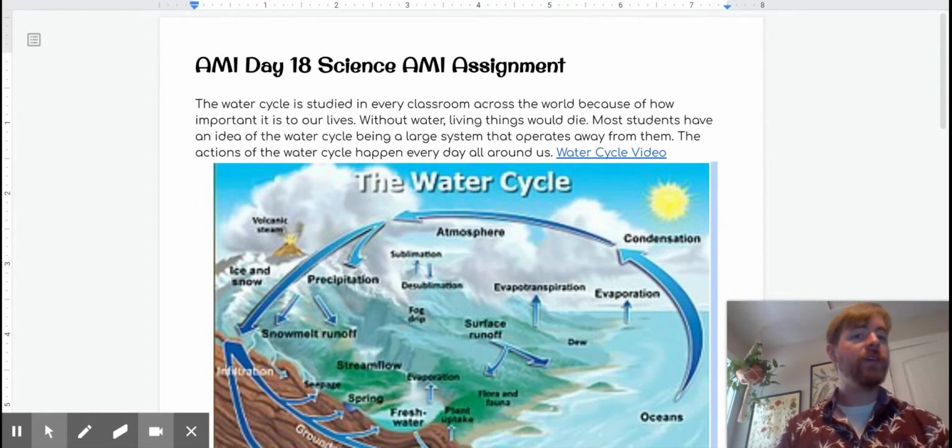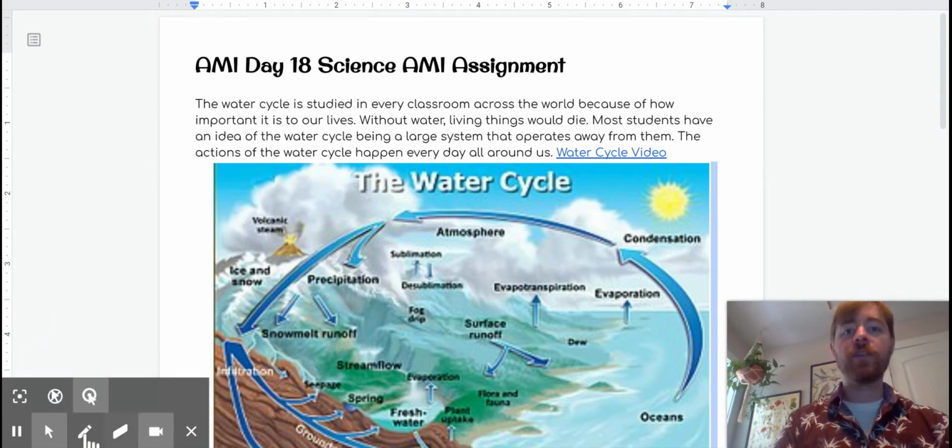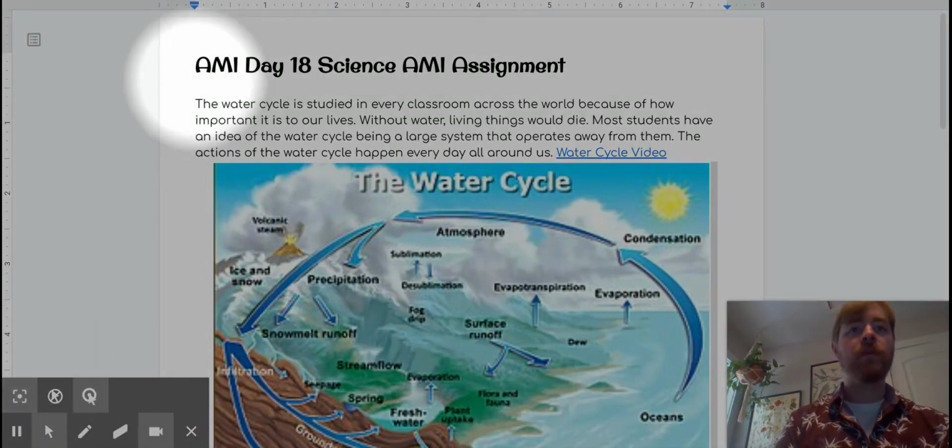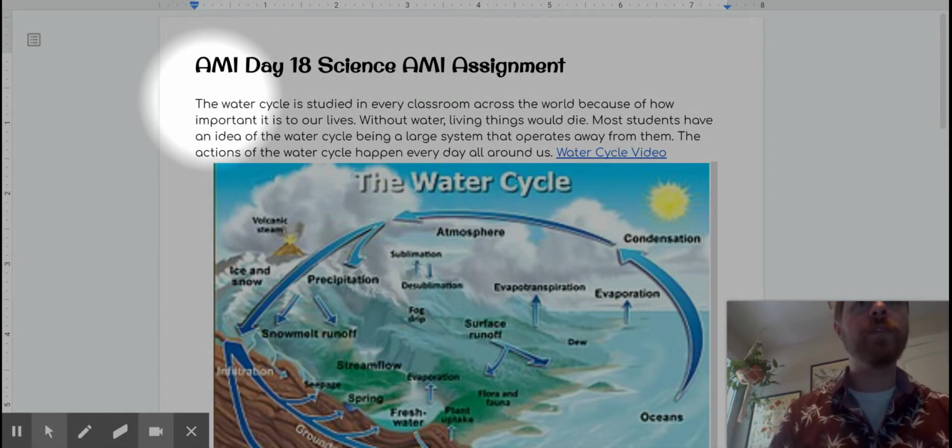Today's assignment is talking about the water cycle and one way that we observe it very often, especially on hot days. So let's just start with our reading that we have here at the top. All right, so we can read this along with you.